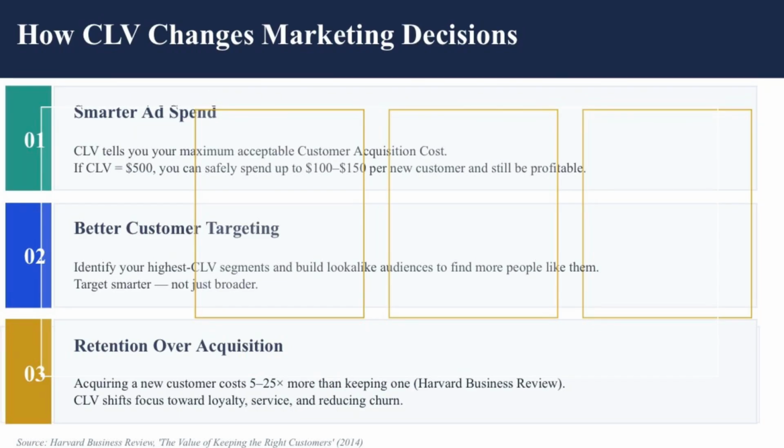So, how does knowing CLV actually change how you work as a marketer? Three big things. Firstly, smarter ad spend. CLV tells you your maximum acceptable customer acquisition cost. So if your average CLV is $500, you know you can safely spend up to $100 or $150 to acquire a customer and still be profitable. Without CLV, you are guessing that number in the dark, which is really scary.